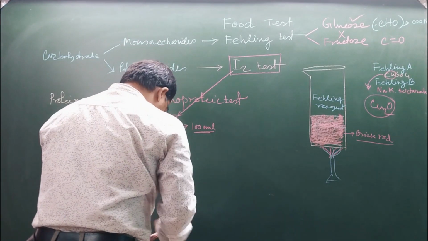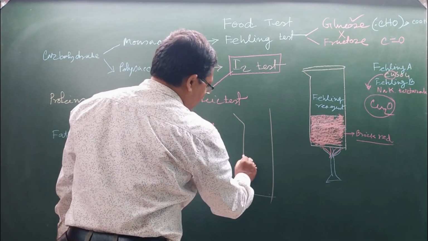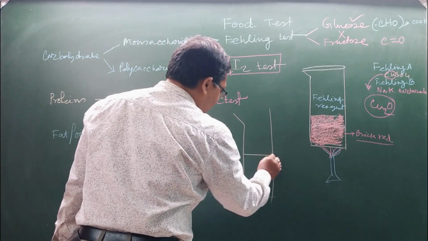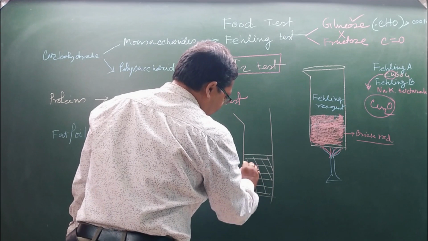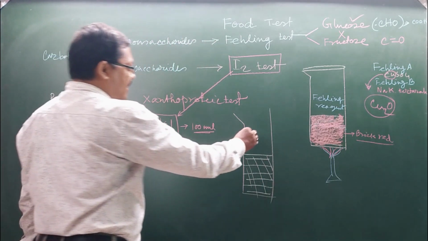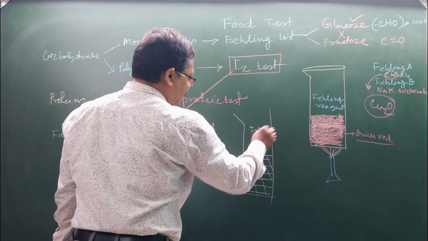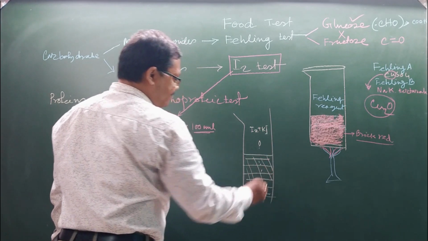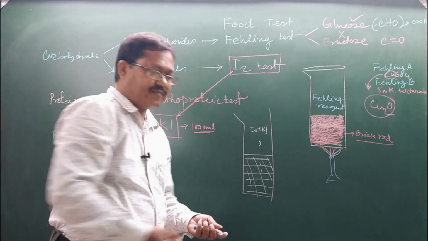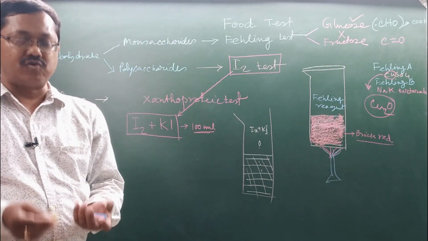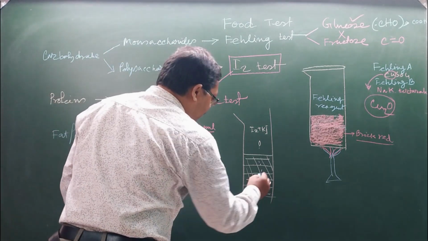Suppose this is a test tube. Starch solution is added and it is heated, and then iodine plus KI solution is poured in it. After heating, this is converted into blue black.